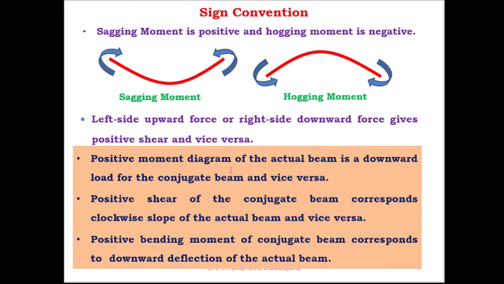Then the positive moment diagram of the actual beam is a downward load for the conjugate beam. Similarly, the negative moment diagram of the actual beam is an upward load for the conjugate beam. The positive shear of the conjugate beam corresponds to clockwise slope of the actual beam and vice versa. Similarly, the positive bending moment of the conjugate beam corresponds to downward deflection of the actual beam. So these are the sign conventions you have to follow for solving any beam by this method.